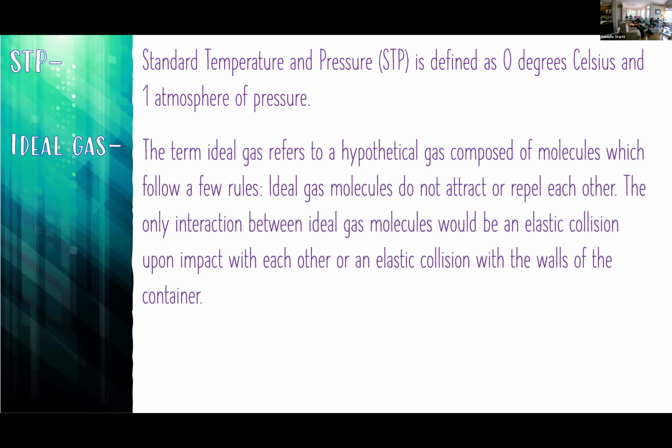There you go. An ideal gas is a hypothetical gas composed of molecules that follow a few rules. They don't attract or repel each other. The only interaction between ideal gas molecules would be elastic collision upon impact with each other, or an elastic collision with the walls of a container.